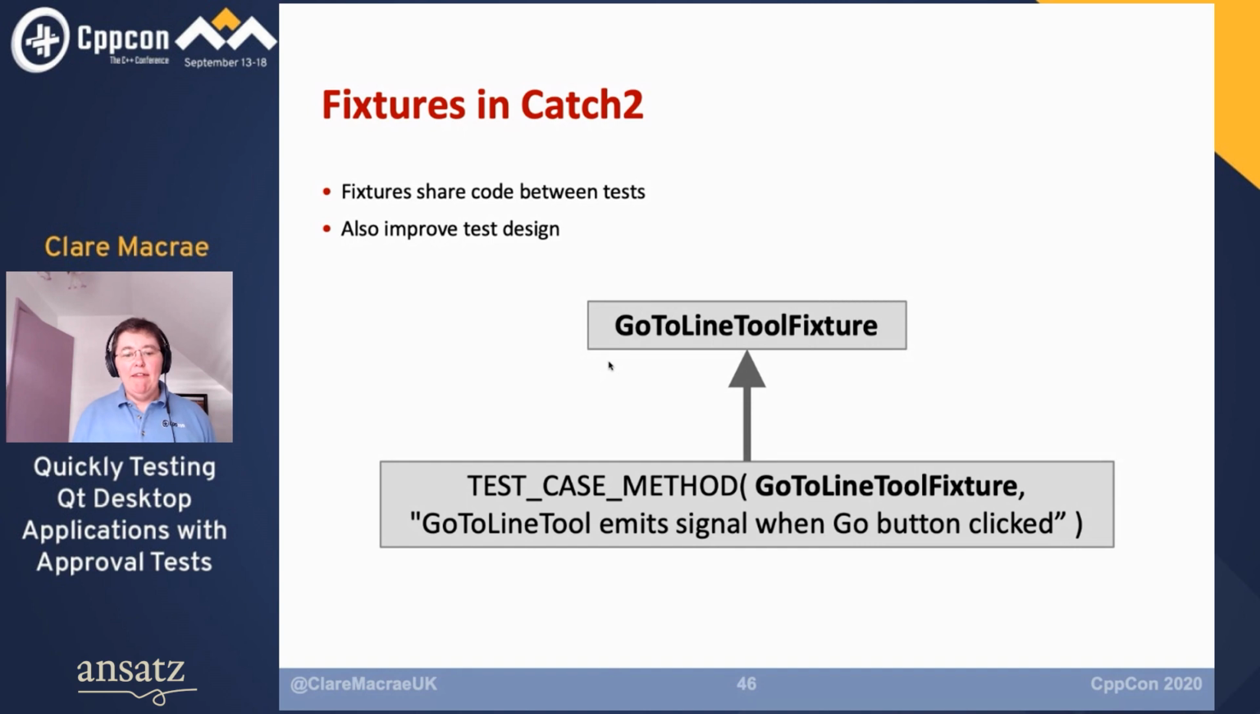Catch uses inheritance with fixtures. So when you write TEST_CASE_METHOD and give it a fixture name, that generates a class. TEST_CASE_METHOD generates some long class name you never need to worry about that inherits from the fixture code. So all the public and protected methods in the fixture, you just call within your test code.